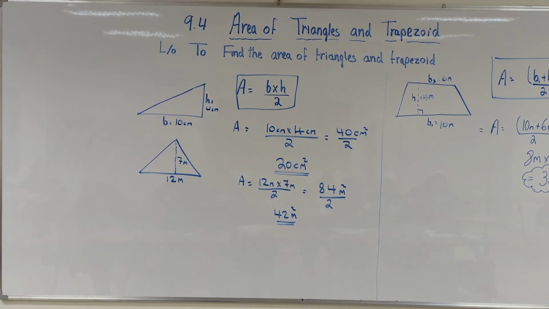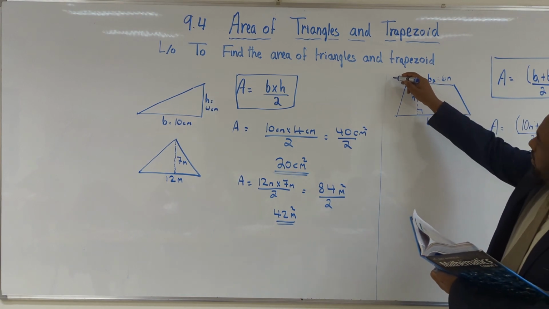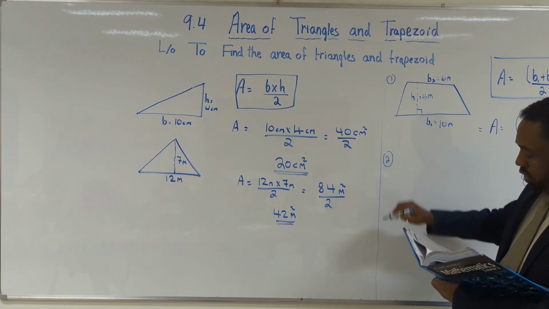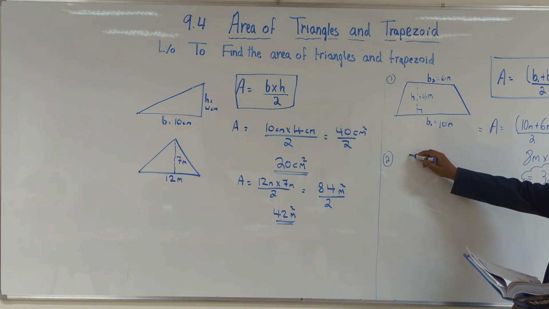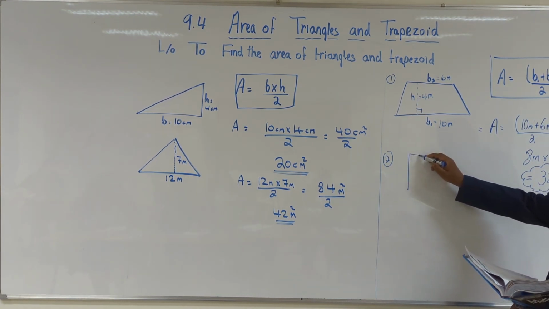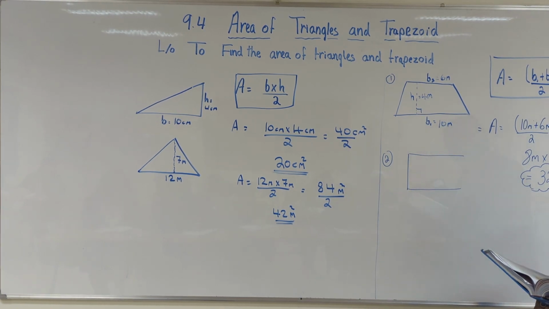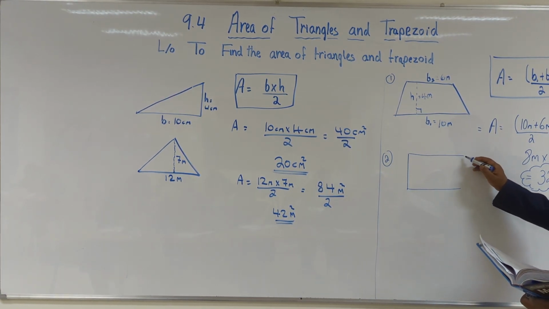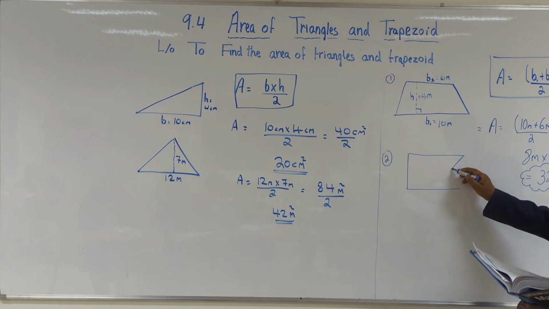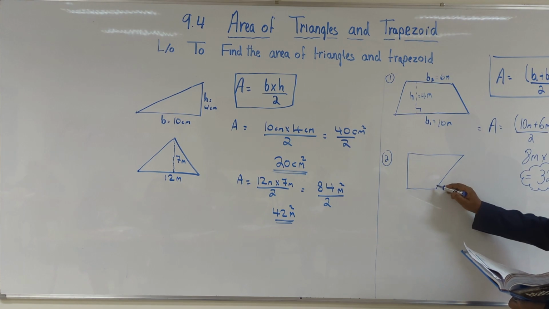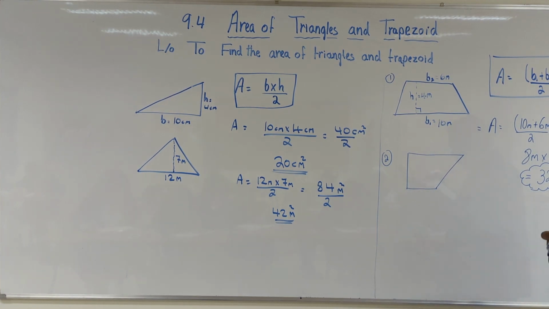I want you to try this now. I'm going to draw another trapezoid here. So this is one. We're going to do number 2. So we have another trapezoid because it's got 2 lines which are parallel, and then we have 1 line which is not parallel to. So we have base 1 and base 2.